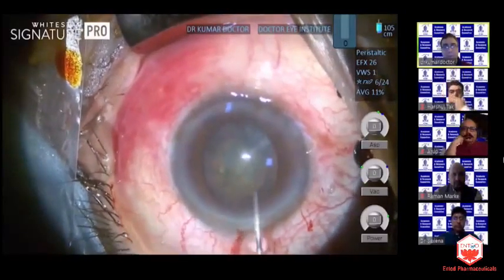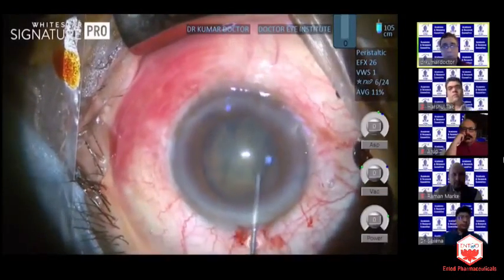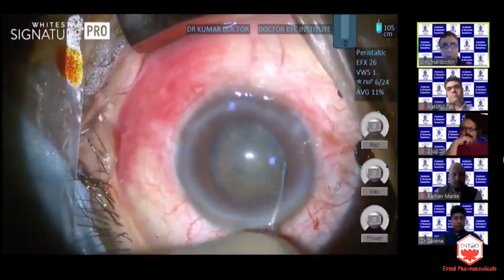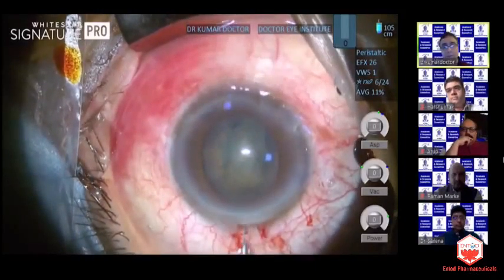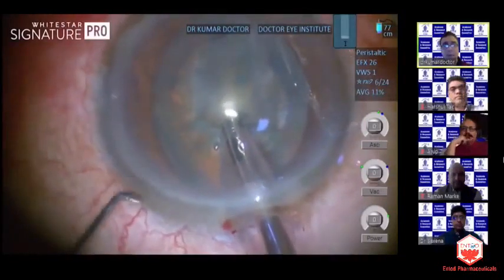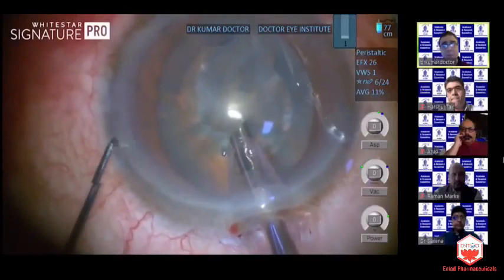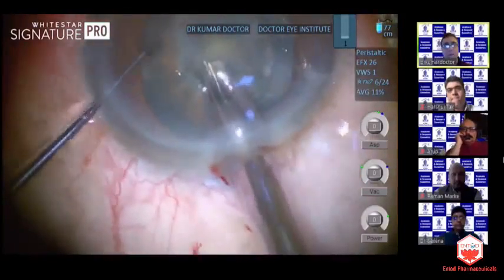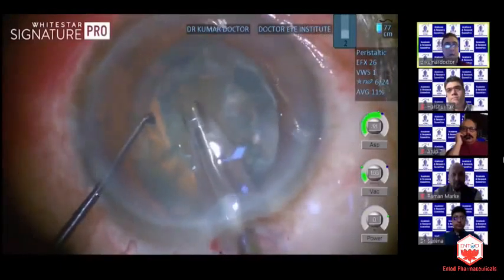And the second fluid wave causes the lenticular pressure to go up, and watch the rip that happens in the continuity of the CCC. Now that's in slow motion, and you can see at about 5:30 position, the CCC has given way. Now the question is, how is the situation? And has this gone equatorial or beyond that and caused a rent in the PC? So you reduce the bottle height as much as possible, and then go ahead and do phacoemulsification.